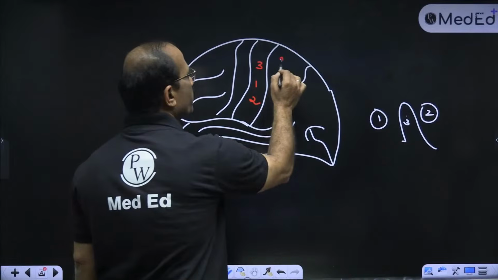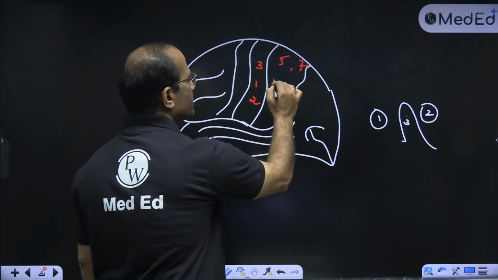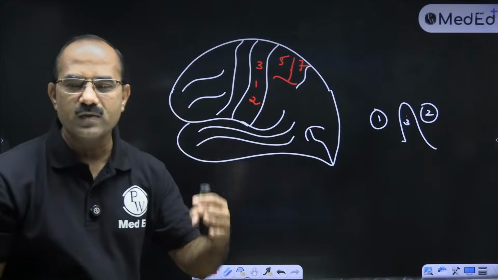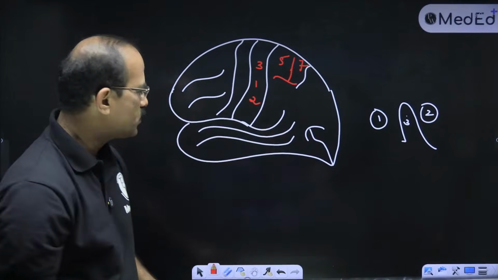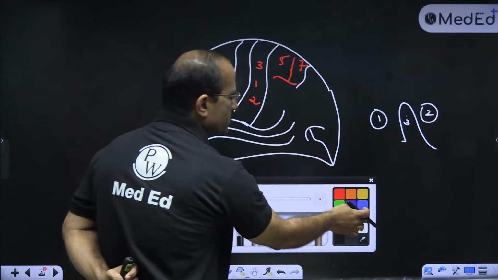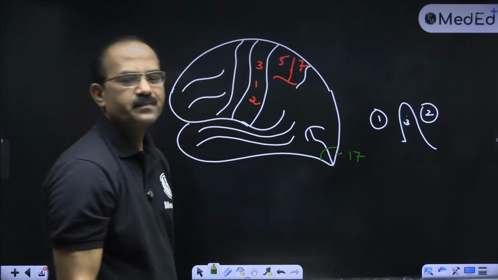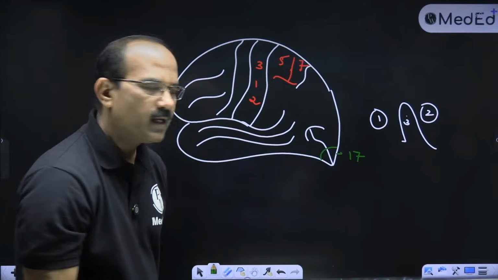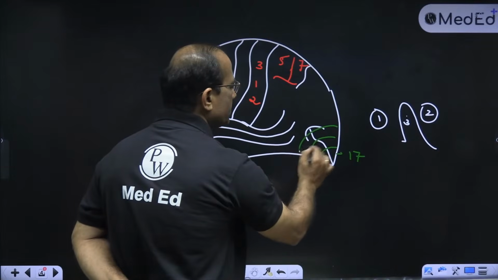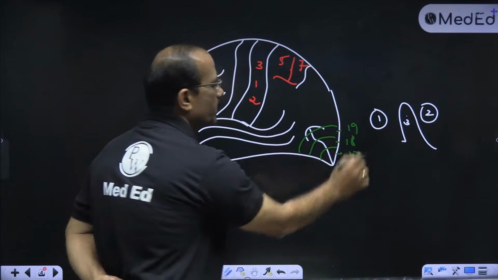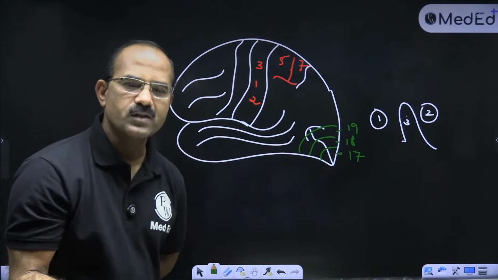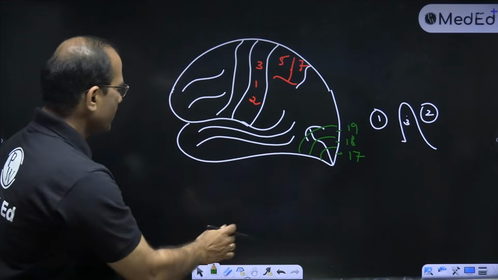What is area number 5 and 7? 5, 7 are the sensory association areas. Sensory association areas. This is the occipital lobe. यहाँ पे होते हैं visual areas. This is area number 17. That's a primary visual area. This is area number 18 and 19. यह है visual association areas. Fine.